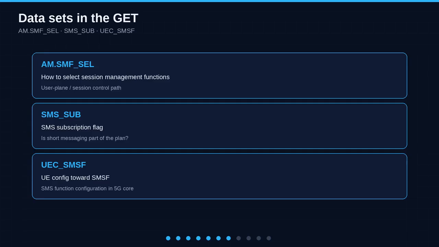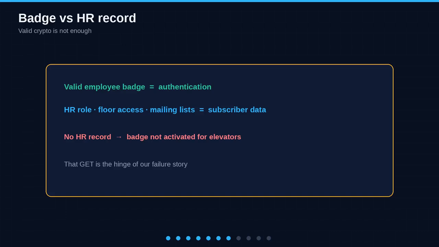Real world picture. You showed a valid employee badge at the building door. That was authentication. Now HR must confirm your role, floor access, and mailing list before the badge is activated for the elevators. No HR record, no activation, even with a perfect badge crypto chip. That get is the hinge of our failure story.